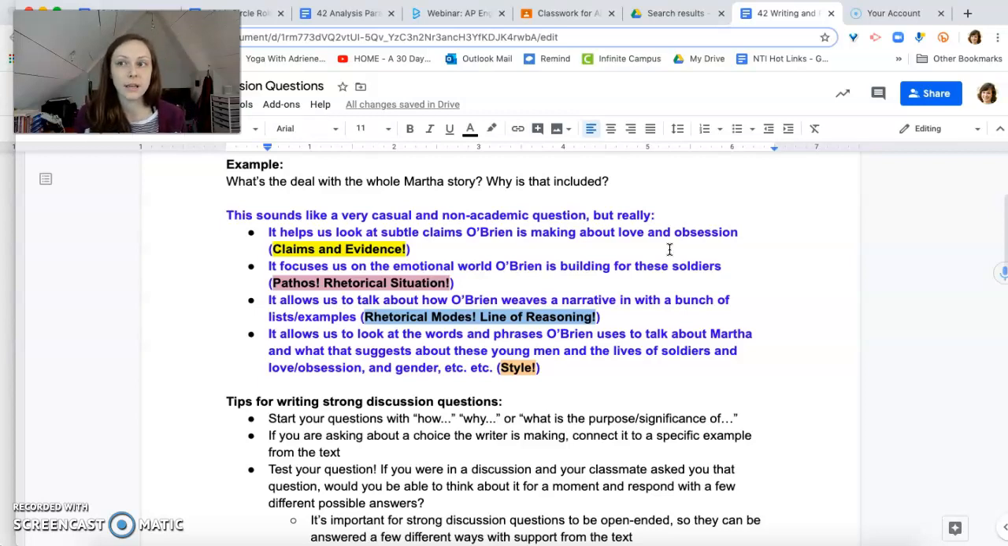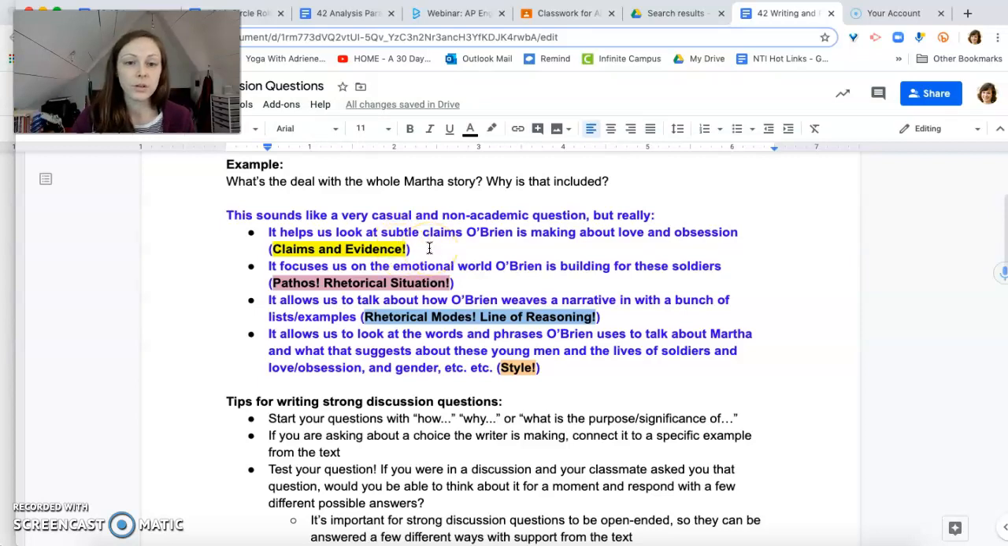And that might sound like it's not a very academic question, or it's not a good question for discussion, but it's actually a great discussion question because it allows us to think about claims that he's making, like what is Martha evidence of for Lieutenant Cross when we're thinking about love, when we're thinking about war and escape and love versus obsession, and there's a lot of things that O'Brien might be saying or claims that he might be making with the Martha story.